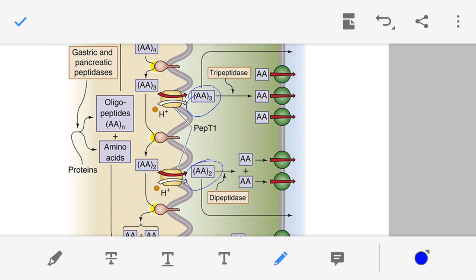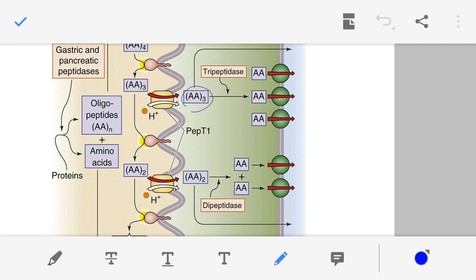tripeptide and dipeptide? The dipeptide or tripeptide which are present in the cytoplasm, on these, peptidase enzymes are acting. So intracellular digestion is taking place by tripeptidase and dipeptidase. Tripeptidase acts on AA3, dipeptidase acts on AA2. In the structure of tripeptide there are 3 amino acids, and between the amino acids peptide bonds are there, and these peptide bonds are broken down by tripeptidase. So due to the action of tripeptidase, from the AA3, 3 amino acids are released, and due to the action of dipeptidase on dipeptide, by breaking one peptide bond, 2 amino acid molecules are released.